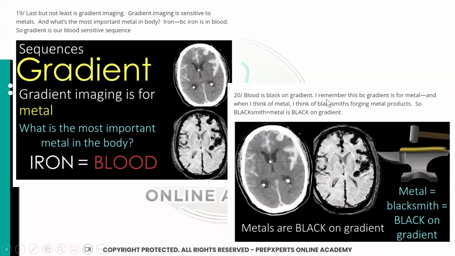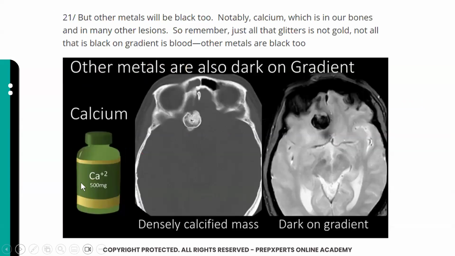Blood is black on gradient. I remember this here. This is a mnemonic for that. That metal is equal to blacksmith, and that is black on gradient. You can remember that easily without this as well. Coming up next, that what other metals can be black on gradient? Calcium. Calcium is in our bones and in some other lesions as well. So all that glitters is not gold. Not all that is black on gradient is blood. Other metals are black too, like calcium. So we need to differentiate that with other sequences, that either it's calcium or it's iron.